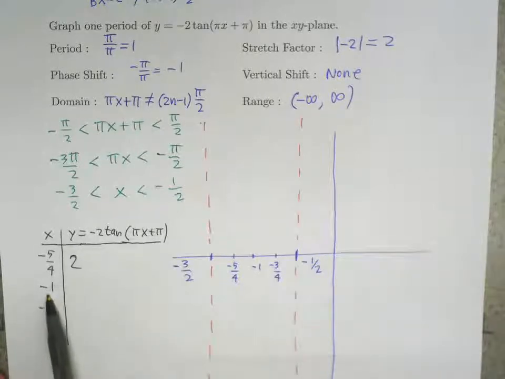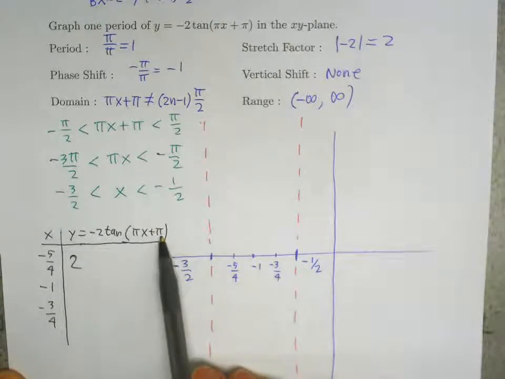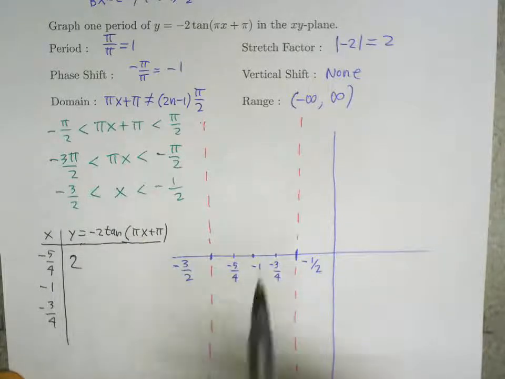When x is negative 1, then we have the tangent of pi times negative 1 plus pi. Pi times negative 1 is negative pi, plus pi is 0. Tangent of 0 is 0, and negative 2 times 0 is 0.